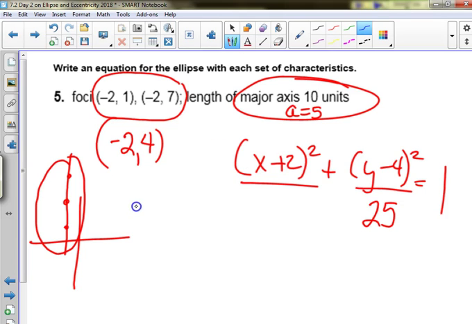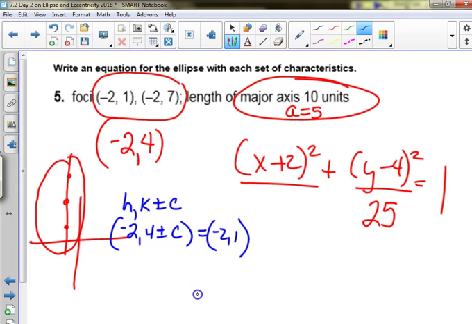Then we got to do a little work because they gave us a hint about C. It says the foci are at h, k plus or minus c. So we have negative 2, 4 plus or minus c became negative 2, 1 or negative 2, 7. Doesn't matter which one you used. So 4 plus or minus c equals 1. I got c as 3, is that right? 4 plus or minus 3 gives me 1, and 4 plus or minus 3 gives me 7.